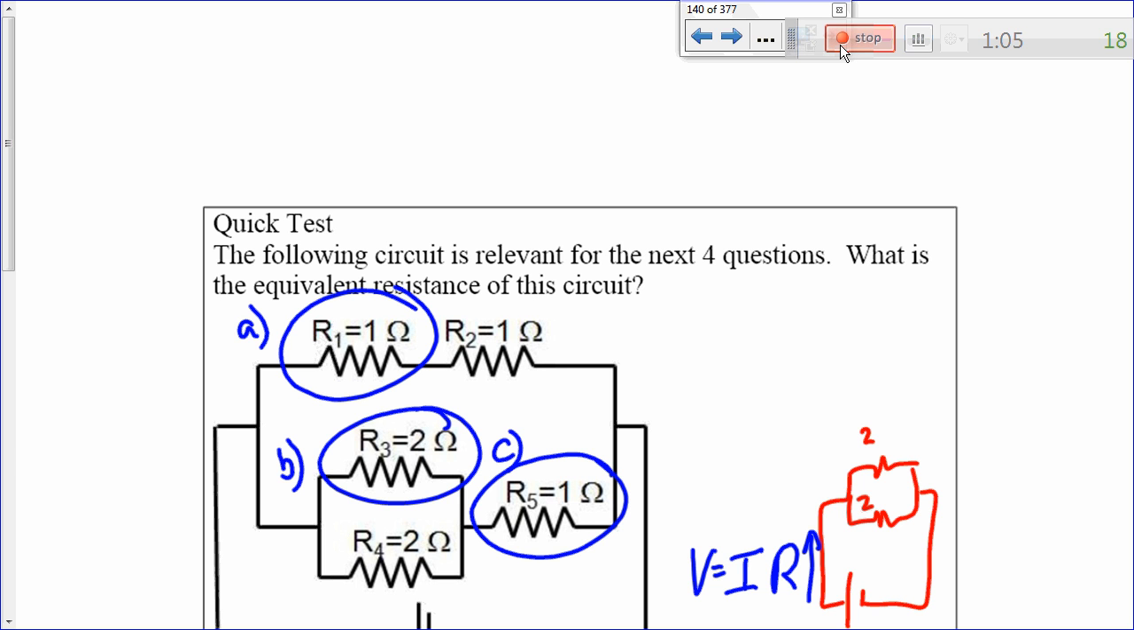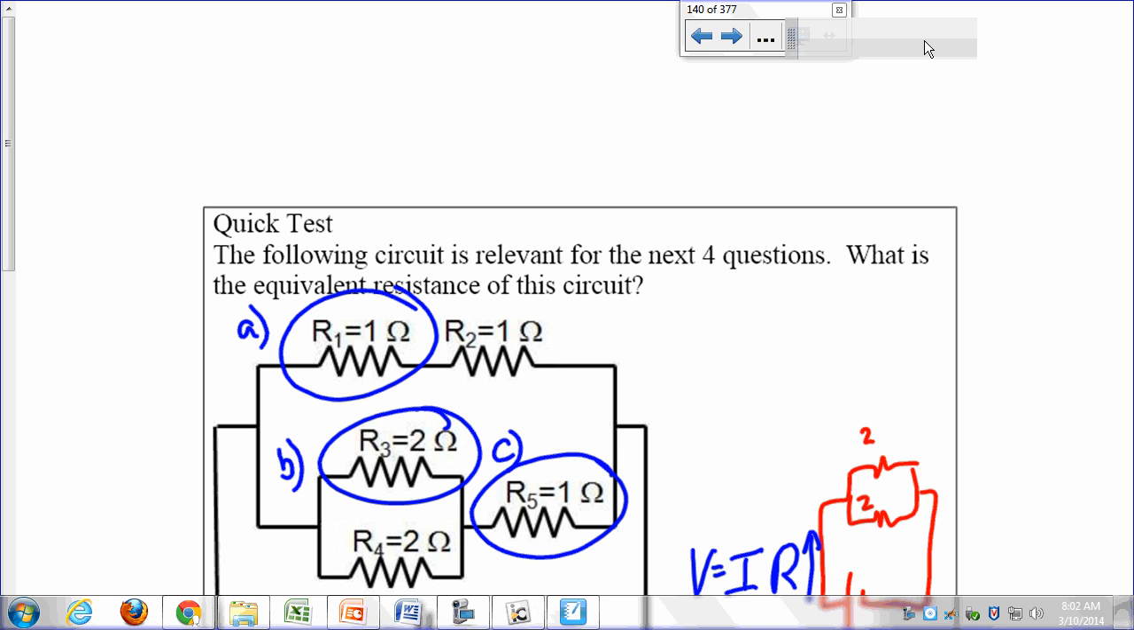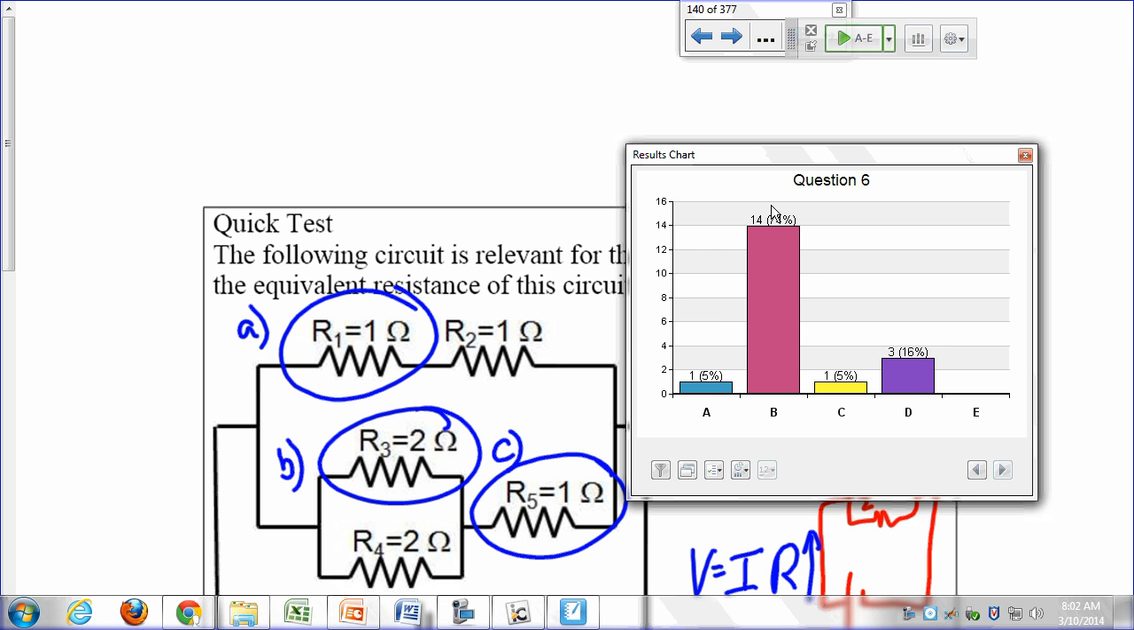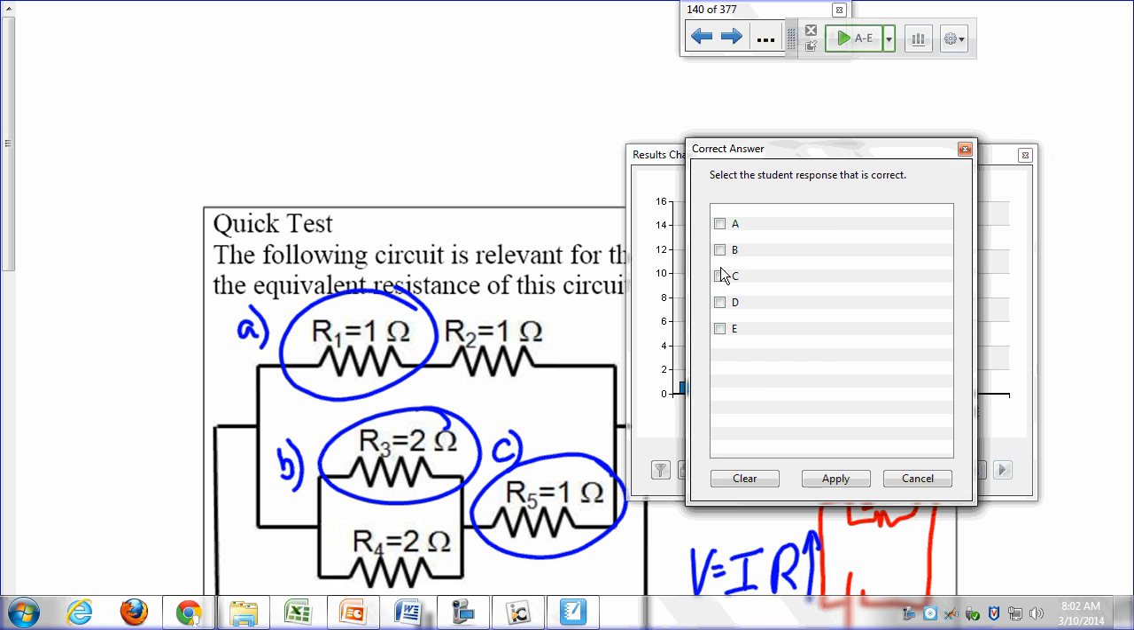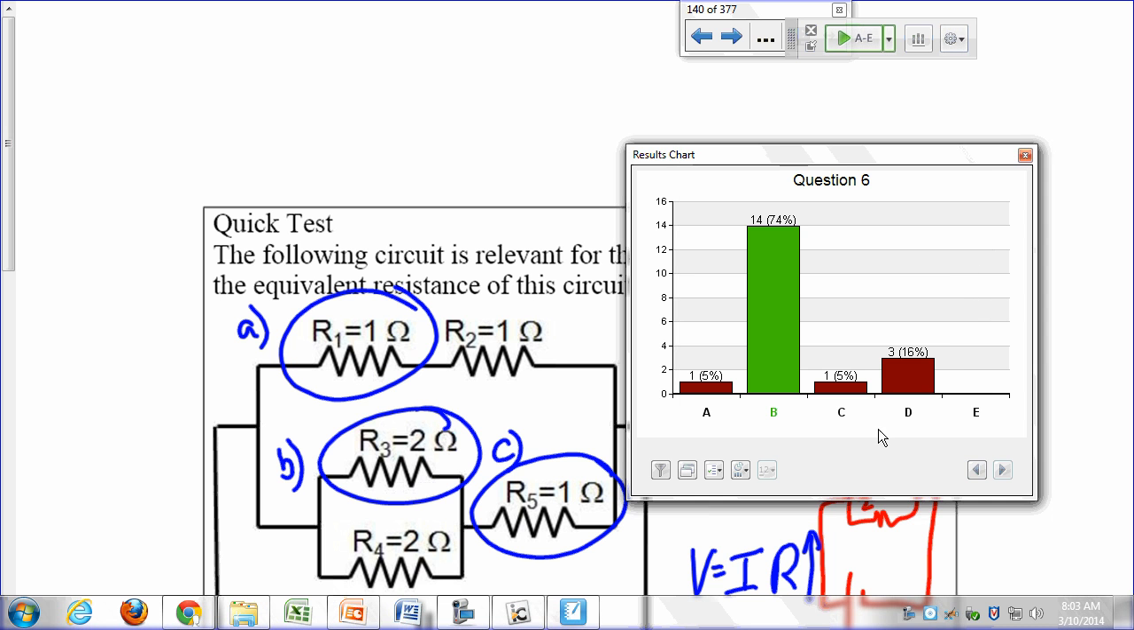All right, so a few more seconds, guys. All right, very good. B is the right answer. Look, we were picking up another class there because there was a D actually.